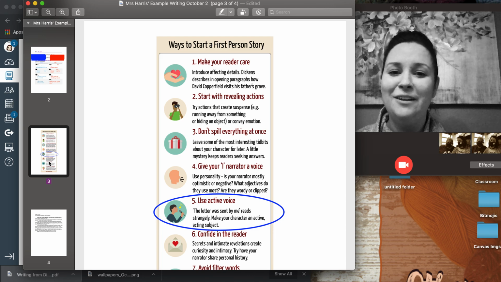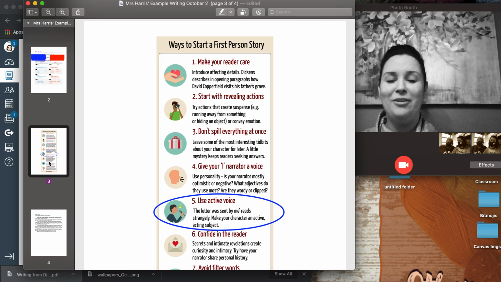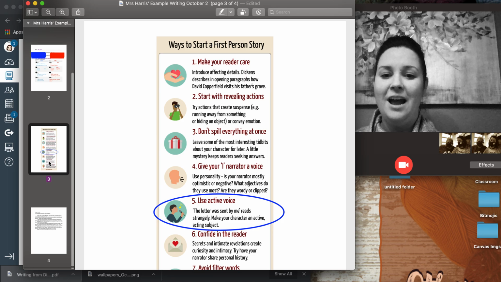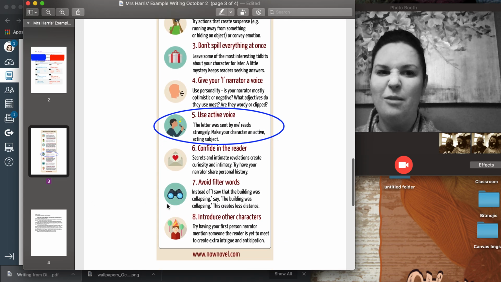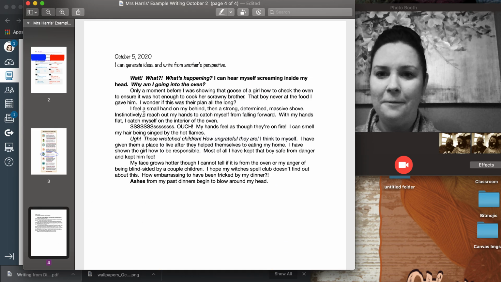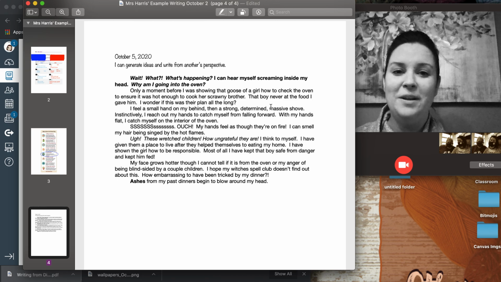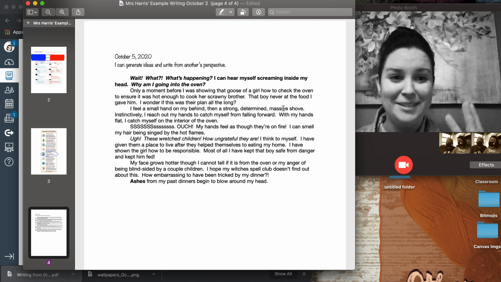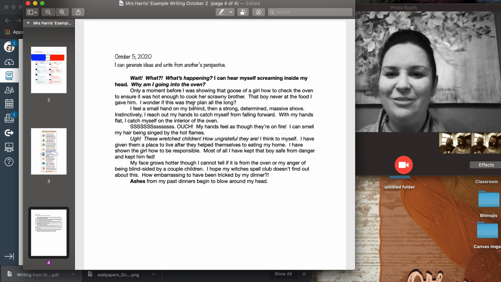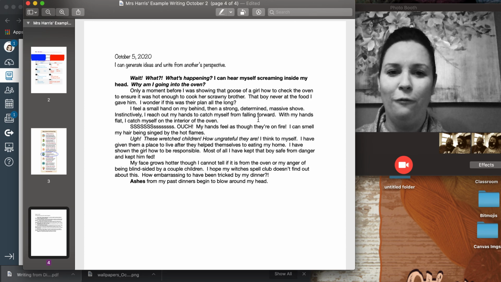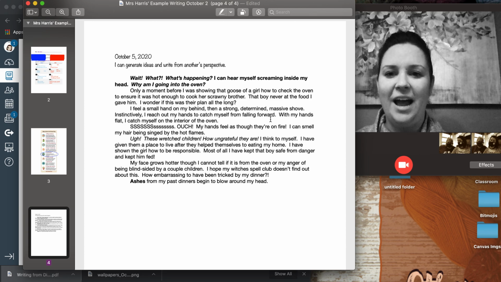I'm using that active voice, and I'm giving my narrator that I voice. I'm avoiding filter words. I'm saying I am right there right now. Okay? I feel a small hand on my behind, then a strong, determined, massive shove. Using some power of 3. Instinctively, I reach out my hands to catch myself from falling forward. With my hands flat, I catch myself on the interior of the oven.